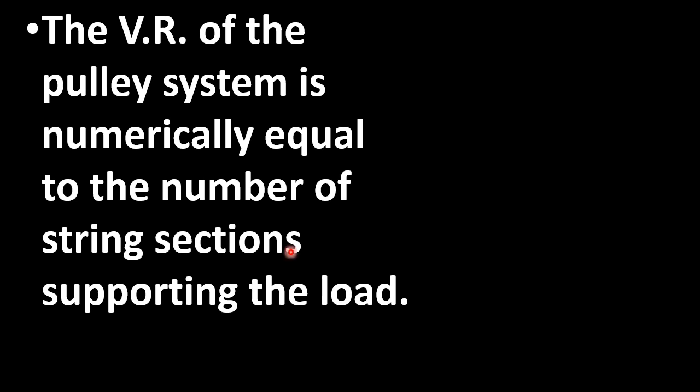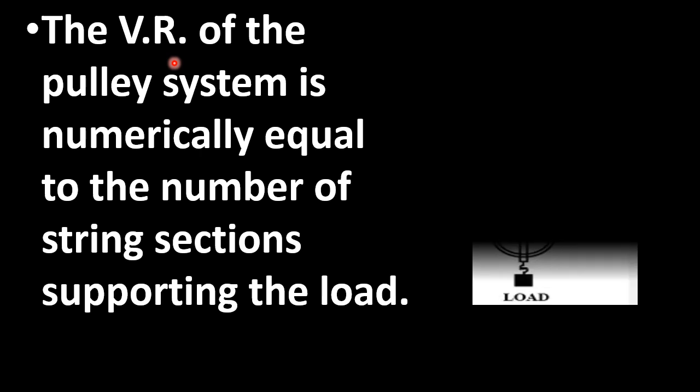And also note that the velocity ratio of a pulley system is numerically equal to the number of string sections, which we have mentioned before, that are supporting the load. So in order to find mechanical advantage without necessarily applying the formula load over effort, just look at how many sections of strings are supporting the load. Just count them. The number you get is going to be equal to the velocity ratio without calculation.